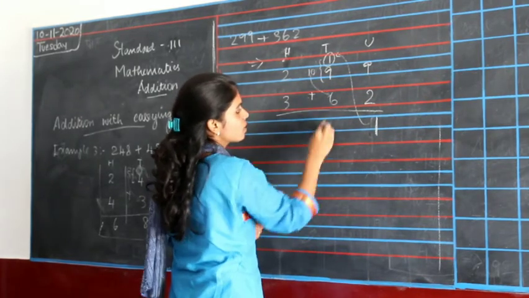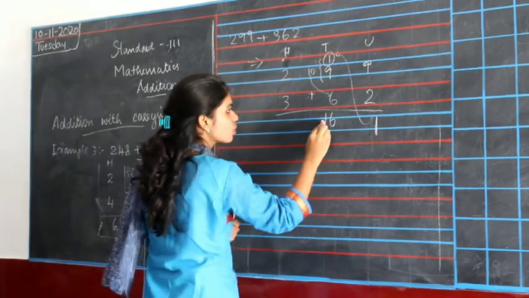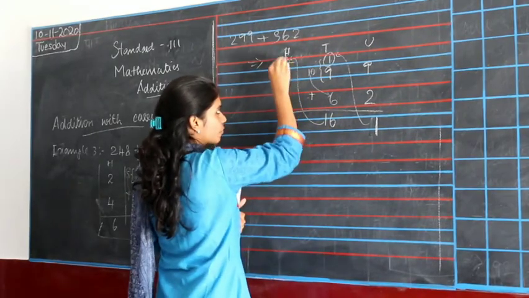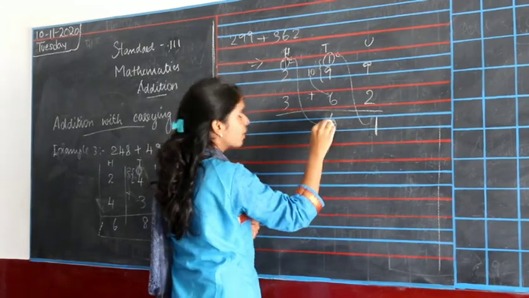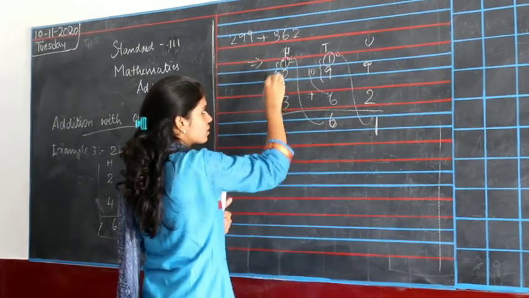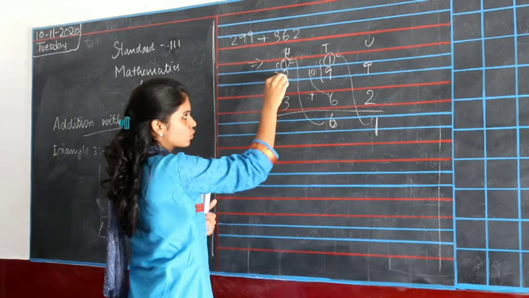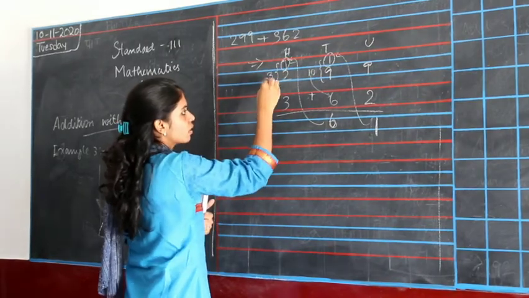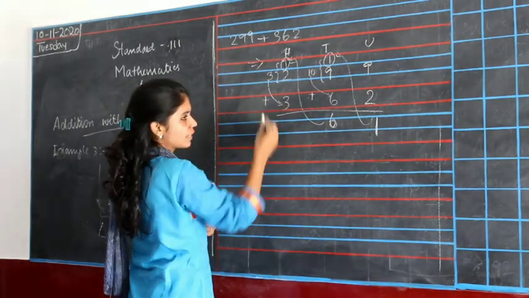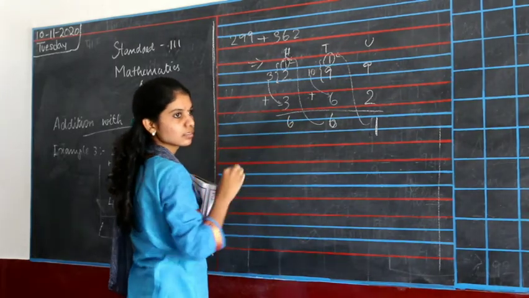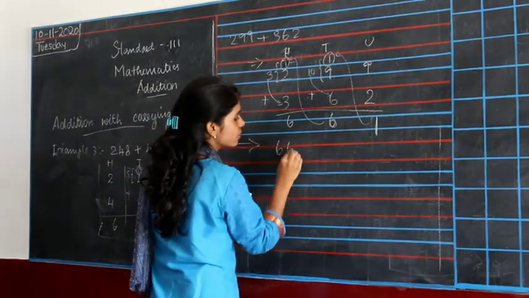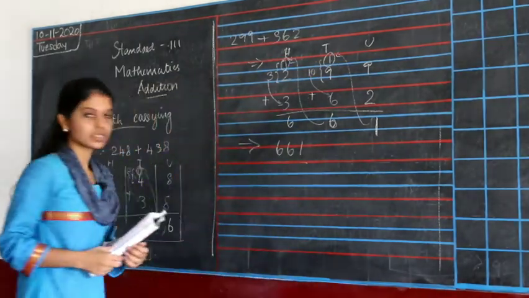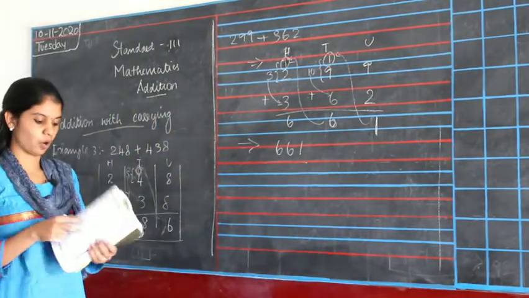plus 6 will be 16. So this will go on the top of the 100. We'll get tens as 6 and then we'll be adding this 2. 1 plus 2 will be 3. 3 plus 3 will be 6. So the answer is 661. This is how we should solve addition problems.